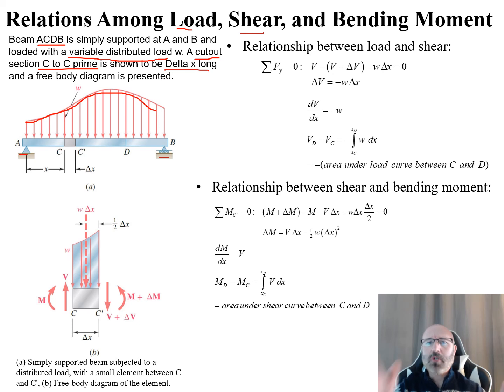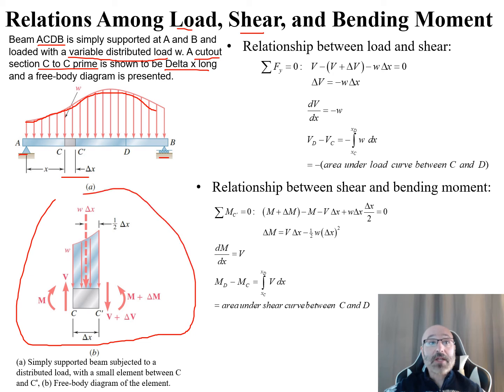So rather than before, where we took a section and just looked at part of something or half of something up until that section line, now we're going to actually pull a full section out of it that has this dimension of delta x right here. And that's what we see down here in our diagram below in part B. This is the free body diagram of that element that we're taking out of this ACBD simply supported beam. So we bring that down there, and now we can see what's going on.